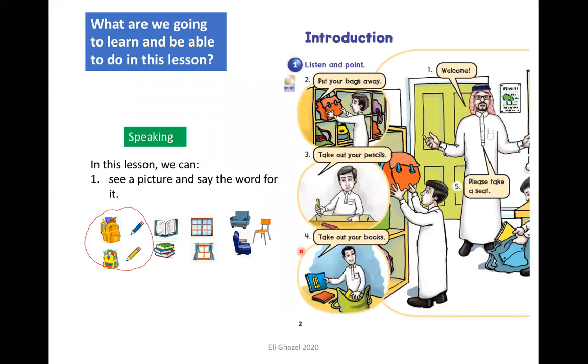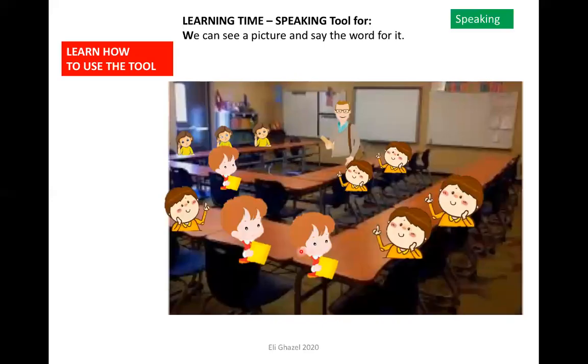Now we're going to go to speaking. At first, we only heard the words and we looked at the pictures and we said yes, no. But in this part, we're going to say, look at the picture, say the word for it. Let's learn the tool first. Look how you speak. I will put a picture on the screen.